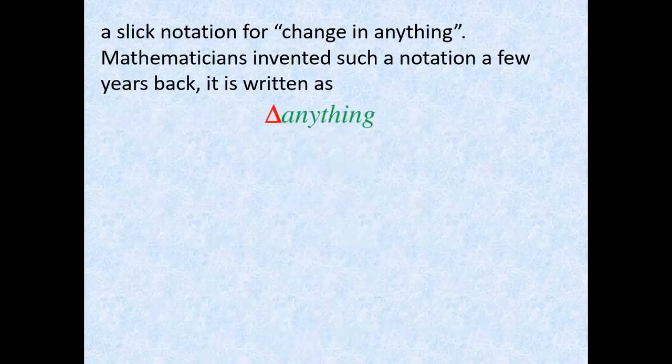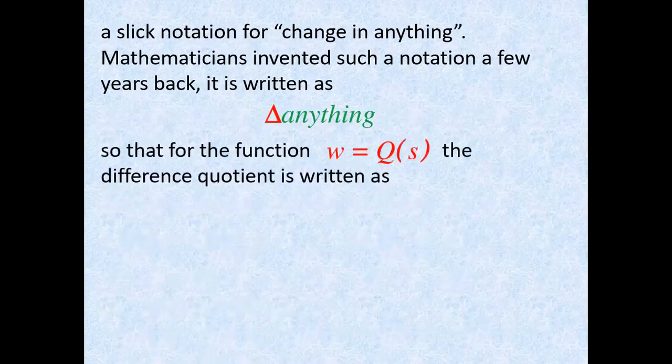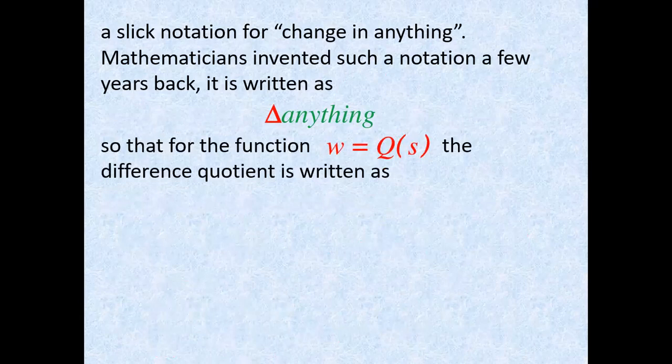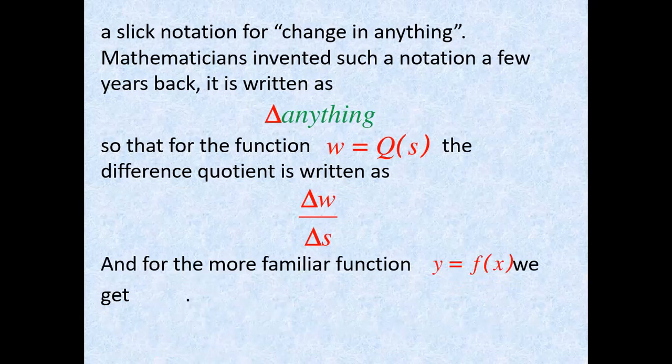It is written as delta anything. We represent delta as a change in anything, a change in a point, and a change in two points in a function. So that for the function w equals q of s, the difference quotient is written as delta w, the change in w, all over the change in s. And for the most familiar function where we have y equals f of x, we get change in y all over the change in x, as we have seen in the functions and limits as well.